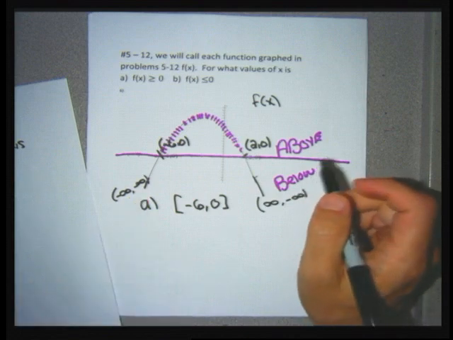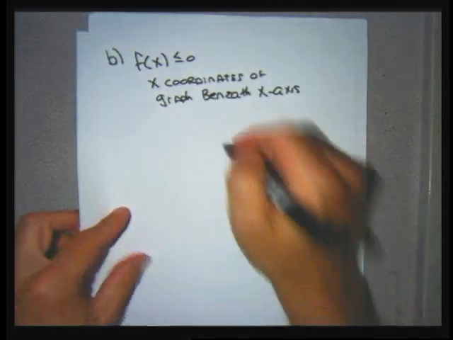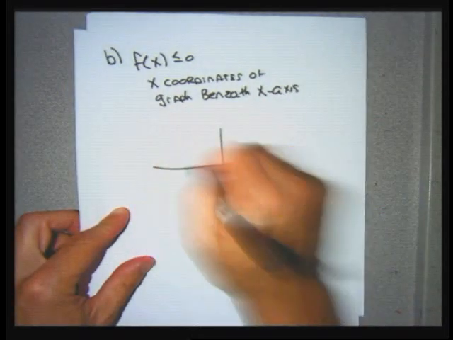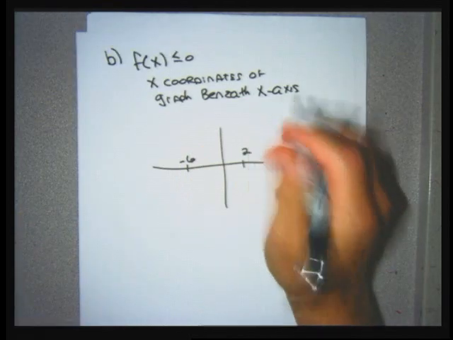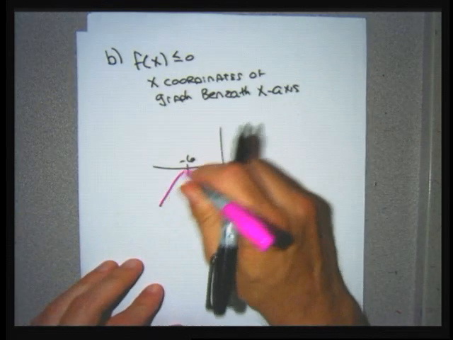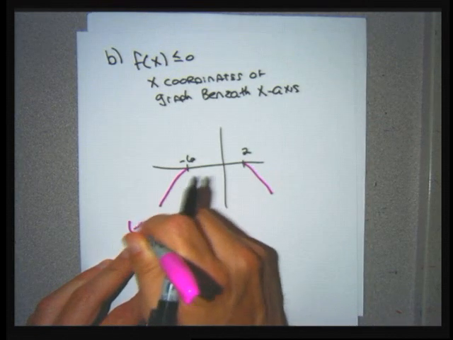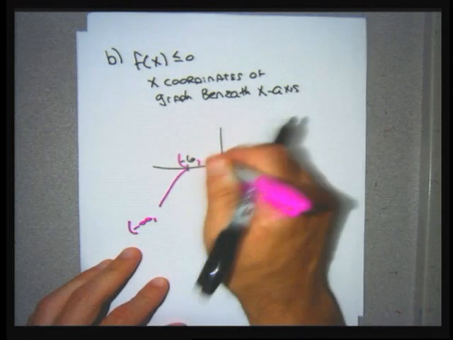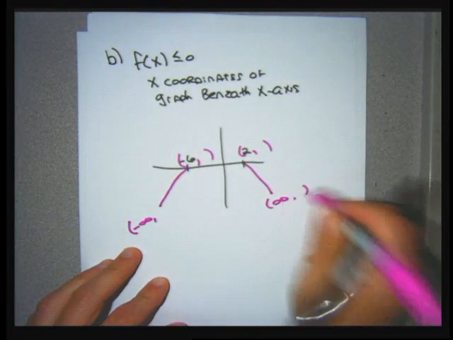So if I look at the graph, it's either above or below the x-axis. If I look at this graph closely and understand the difference between above and below, this region of the graph and this region of the graph are the regions that are below the x-axis.